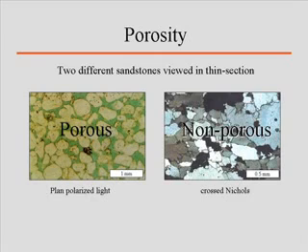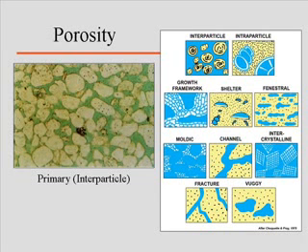So ultimately, what we want to do now is look at all the different types of porosity that are available. And we'll start off with the primary types of porosity, okay? This is an example of primary porosity. It's also called interparticle because it is the porosity that occurs between particles. All right, that's the classic porosity that most of us think of.